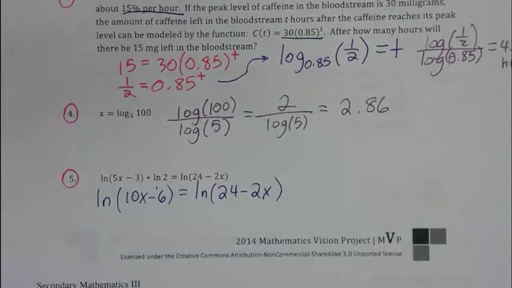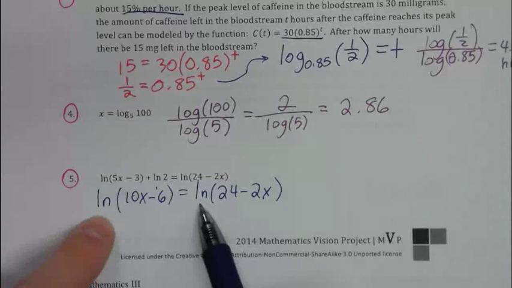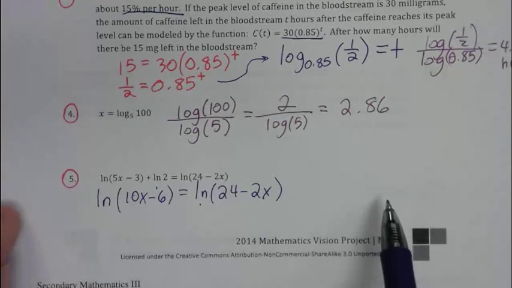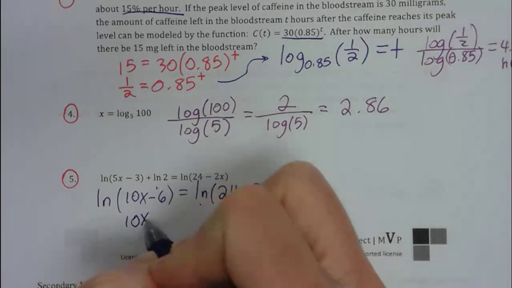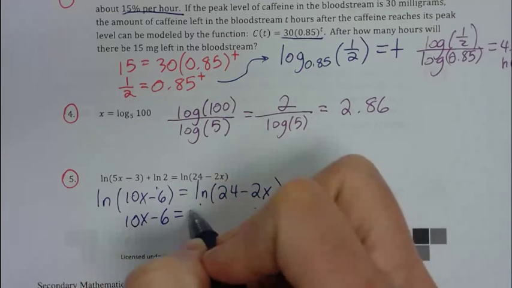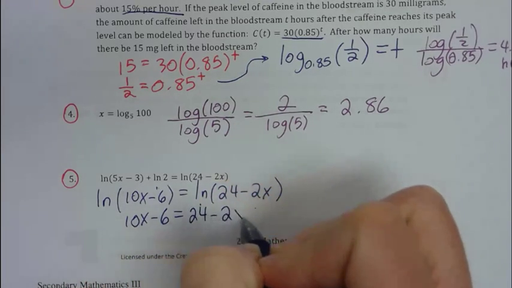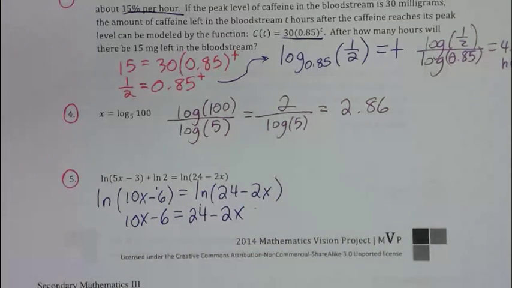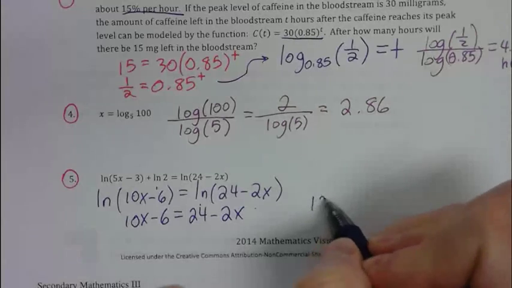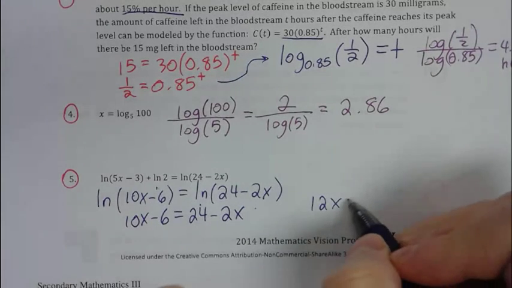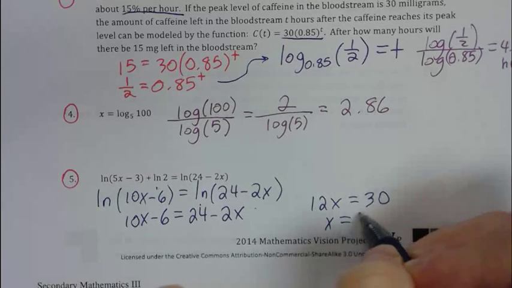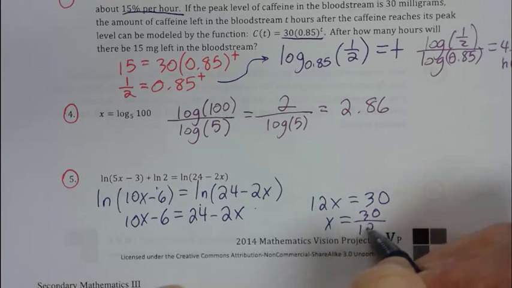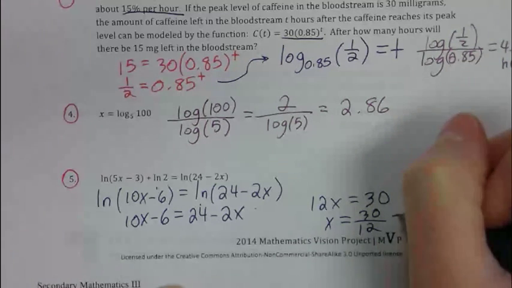When you have a logarithm of any kind on both sides and nothing else outside of it, we can set the insides equal to each other. That means the 10x minus 6 and 24 minus 2x are equal. We just need to solve this for x. So I would add 2x to both sides to get 12x and add 6 to both sides to get 30. And that means that x would be 30 over 12, or 2.5.